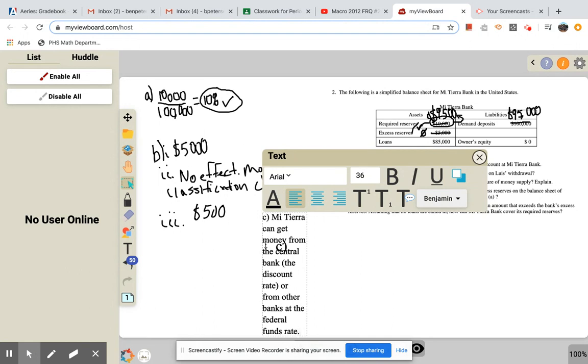Me, Tierra, can get money from the central bank. So basically, banks borrow from each other as well. We're going to get more into that tomorrow. But me, Tierra, can get money from the central bank at what's called the discount rate. That's an interest rate, or from other banks at what is called the federal funds rate. Let's leave it at that for now. We'll talk more about what those two things mean, the federal funds rate and the discount rate. But see if you can work your way through A and B and make sure that these two things make sense, you're going to be in good shape.